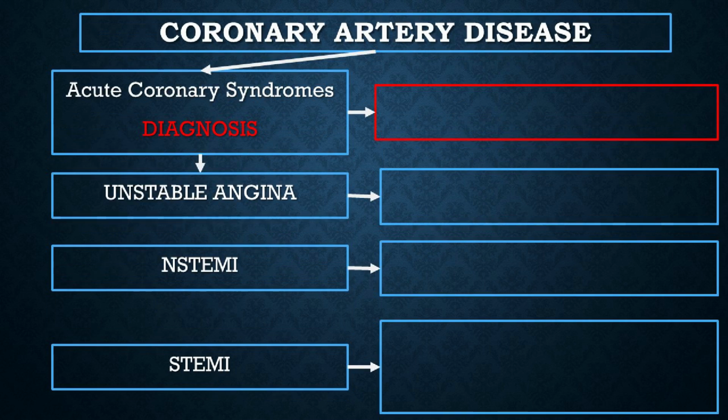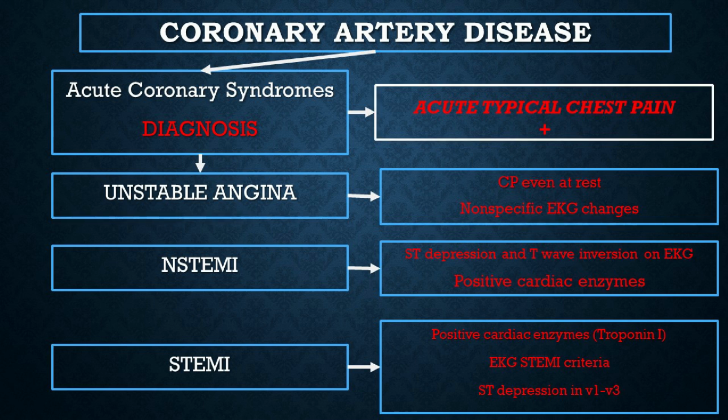Question: can you tell me how do you diagnose unstable angina, NSTEMI, and STEMI? Answer: all acute coronary syndromes will present with acute typical chest pain, which is also called angina. And what does it mean? It means pressure-like substernal chest pain radiating to the left arm and jaw and lasting more than 20 minutes, provoked by exercise or emotions, and it is relieved by nitroglycerin.